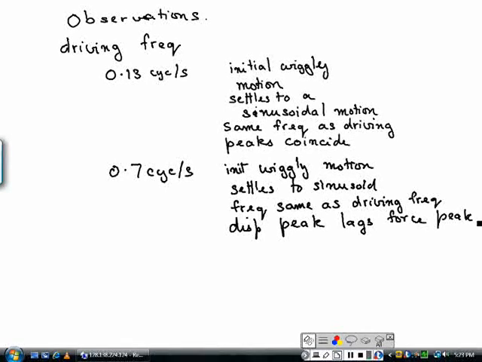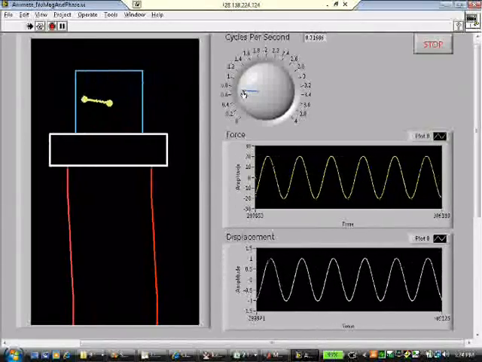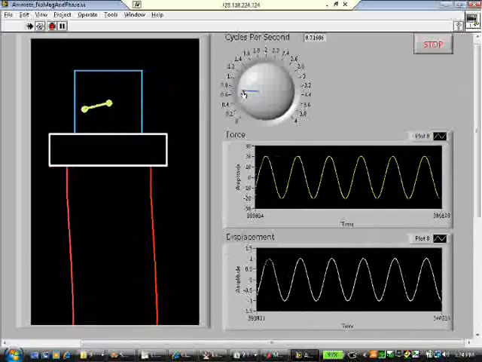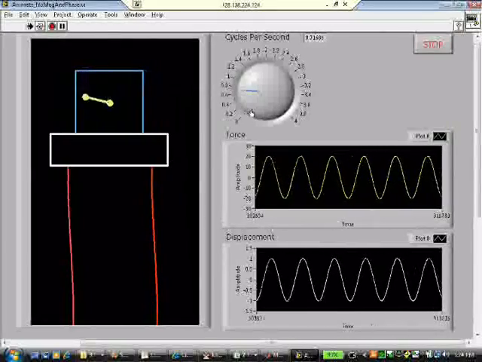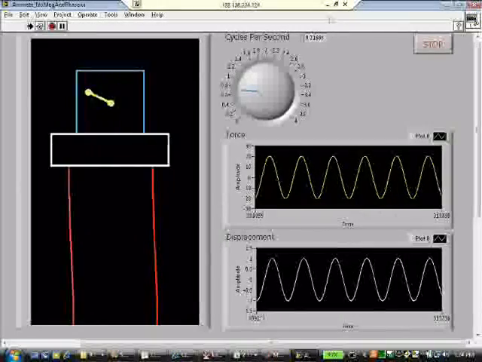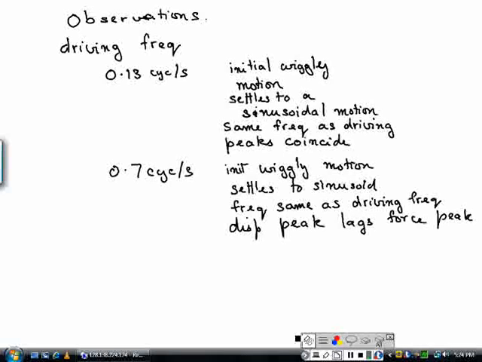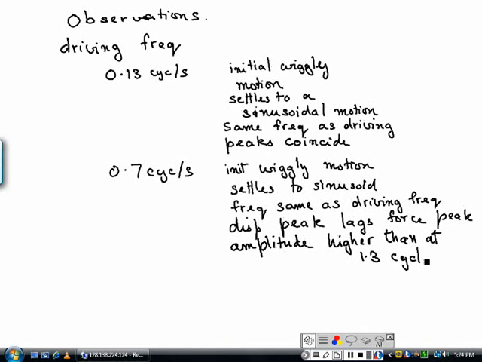Sorry, going one more time back. Now let's ramp this thing up. You also notice that the amplitude of the motion has increased from what it was before. When I was at 0.13, the motion was much smaller than now. So we should add that observation too: the amplitude is higher than at 0.13 cycles per second.